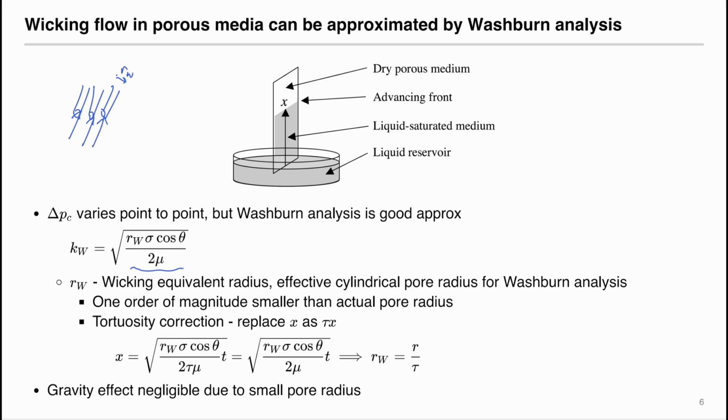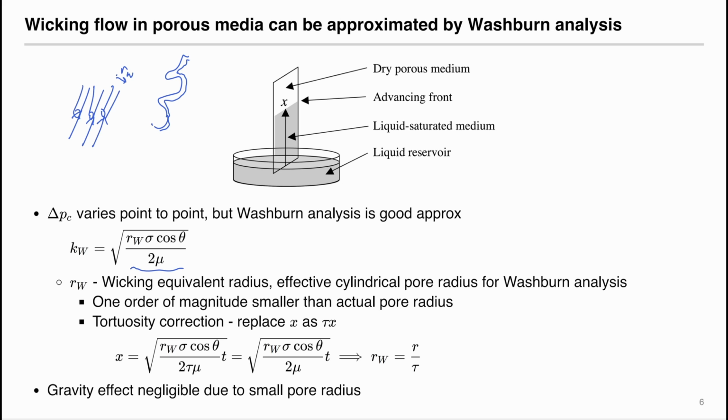And the wicking equivalent radius is generally 1 order of magnitude smaller than the actual pore radius, because we're making the assumption that the cylindrical capillary tubes inside the porous media are straight. However, essentially these porous media can be quite tortuous. It has a tortuous path through. So how do we correct that?